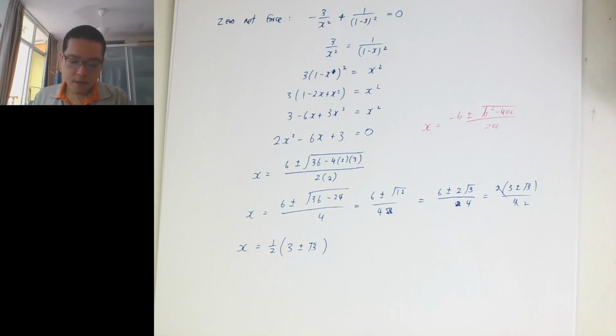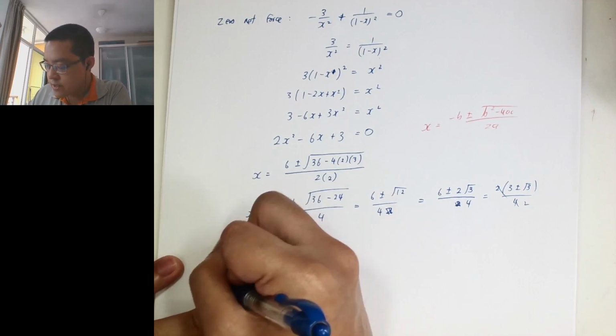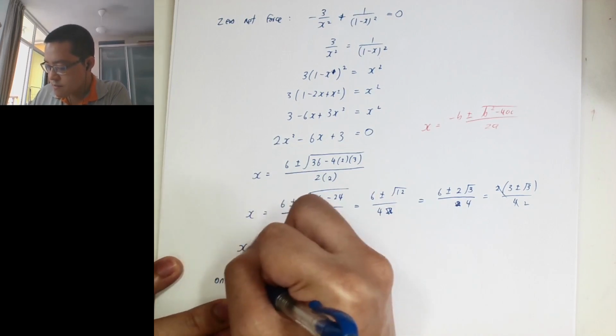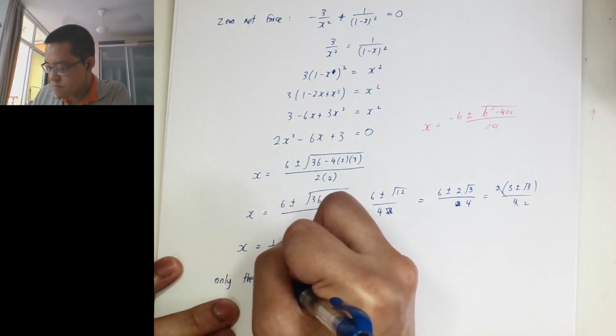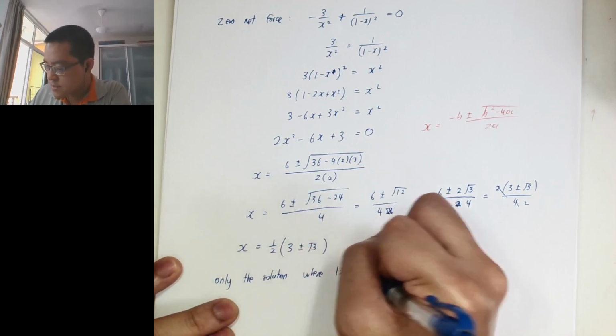Okay. Any question? So still okay, right? Now, here's the tricky part. There are 2 solutions, but only one of them is physical. So only the solution where x is less than 1 is physical.